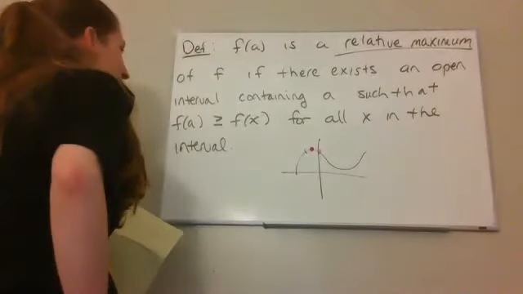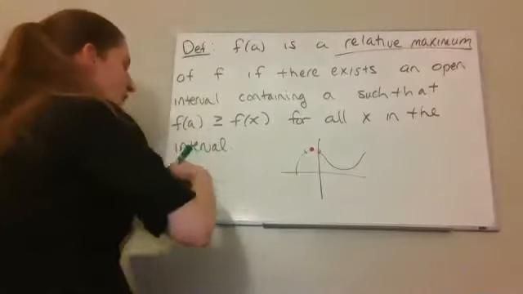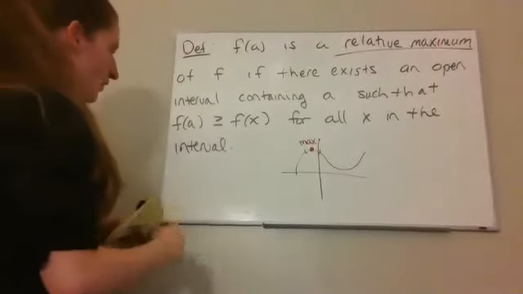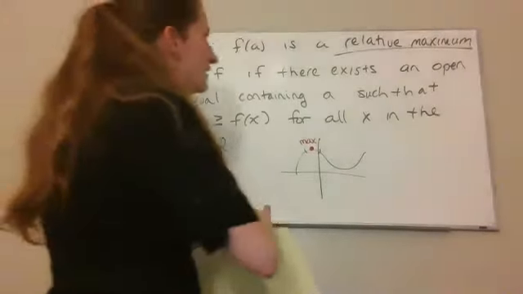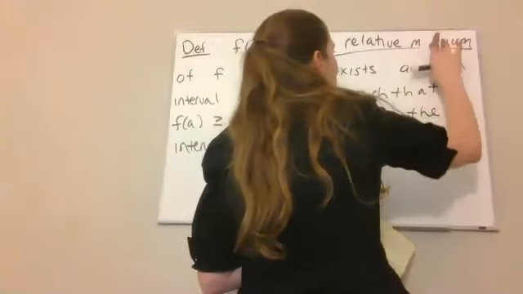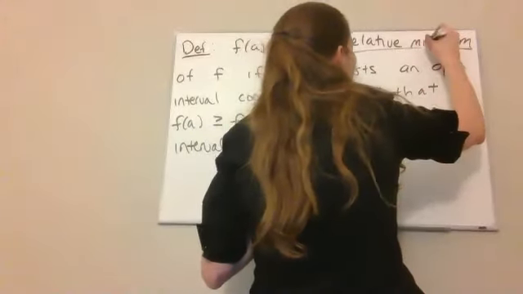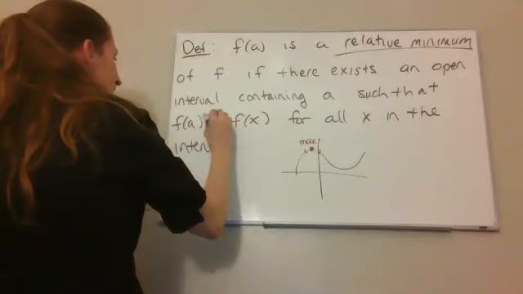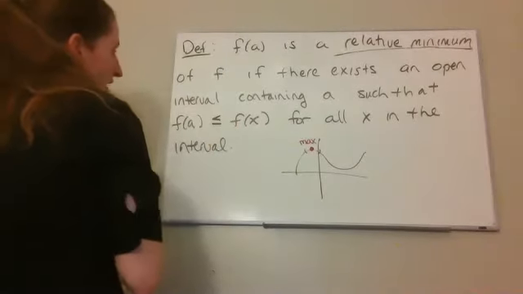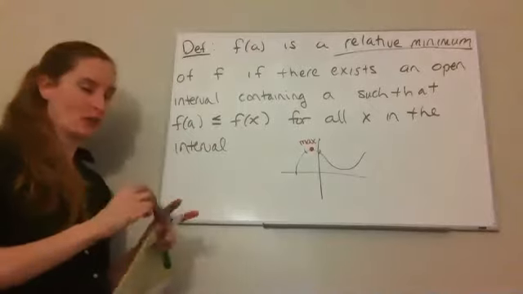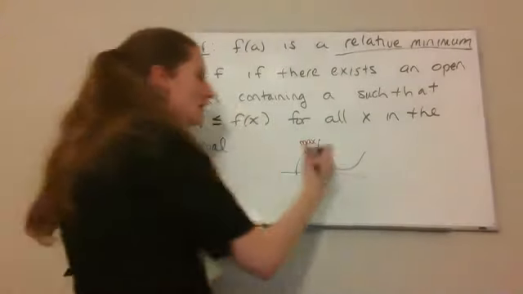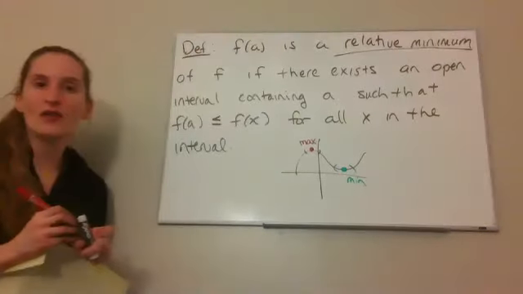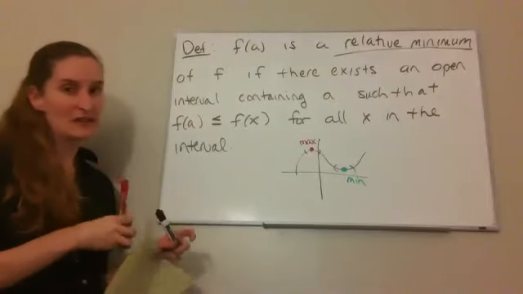And we have a very similar definition for if it's going to be a relative minimum. So f(a) is a relative minimum, the rest of the definition is the same, except we have to change this to f(a) is less than or equal to f(x) for all x in that interval. So we have a relative minimum down here, because when I look at all of the values near that point, it is the lowest point.